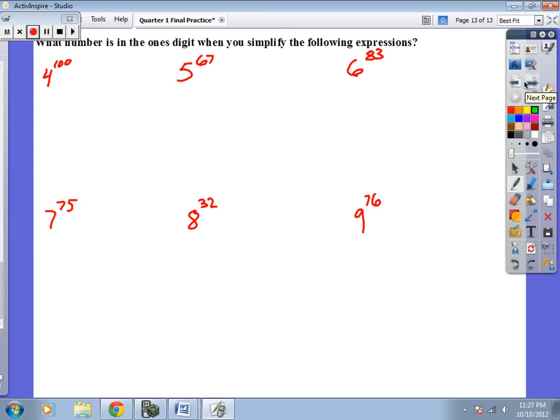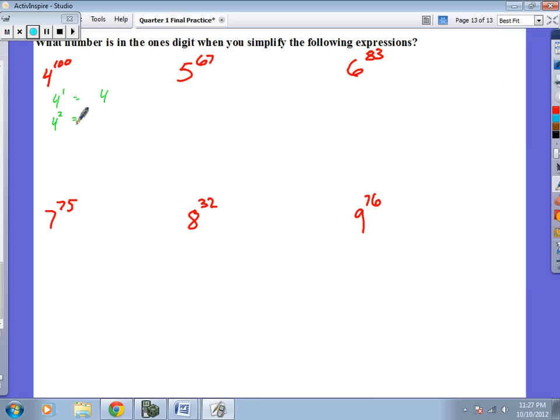And this is the last. So from your problems of the week, this has probably been the best one so far. What number is in the ones digit when you simplify the following expressions? Okay, 4 to the 100th. 4 to the 1 is a 4. We're going to find patterns. 4 squared is 16. 4 cubed is 64. 4 to the 4th. What's 4 to the 4th? 256. And I think we're done.